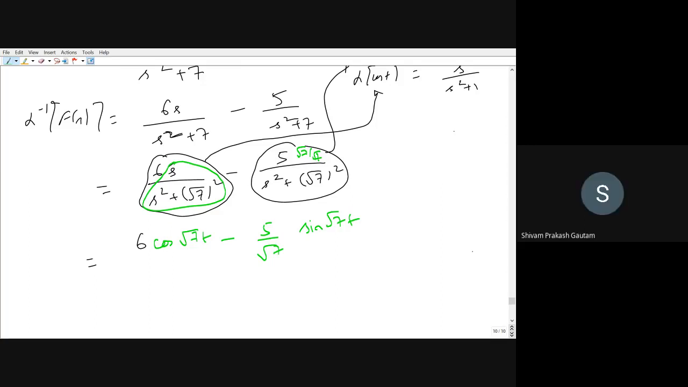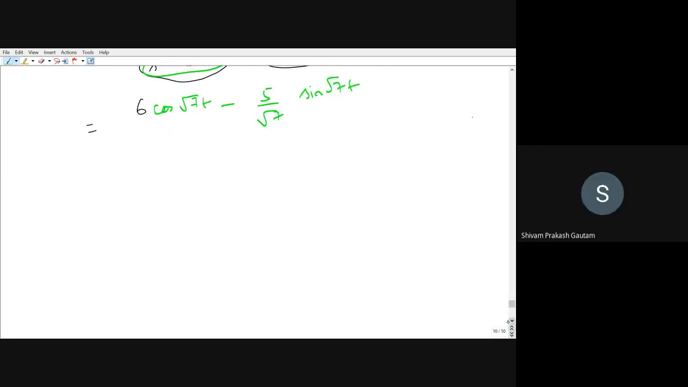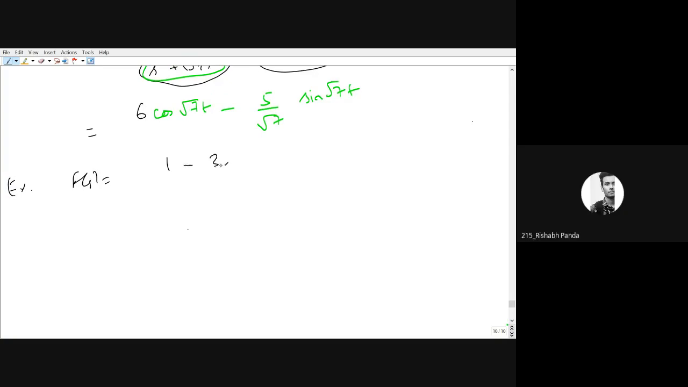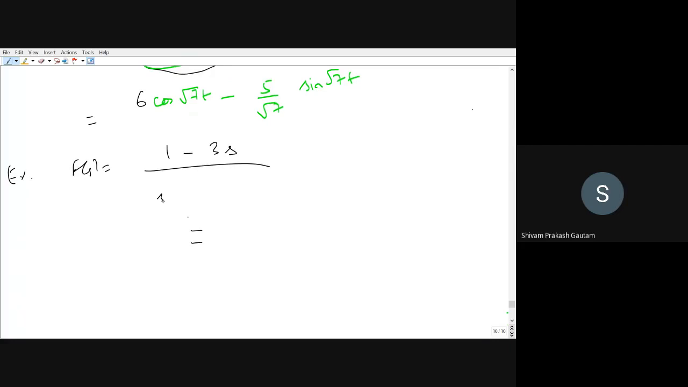Okay. Let me take another example. So F of s is s square plus 8s plus 21. We are having classes from 4. Just wait, 2 minutes are there. I will complete this last example. How to calculate the inverse of this Laplace transform?